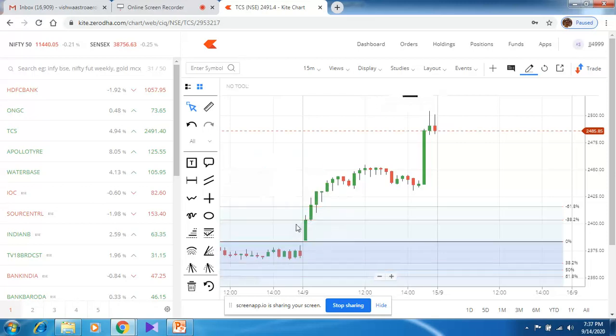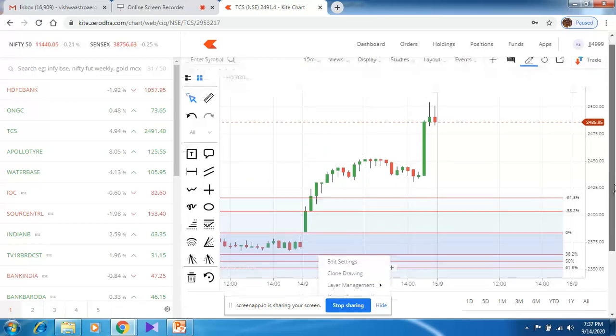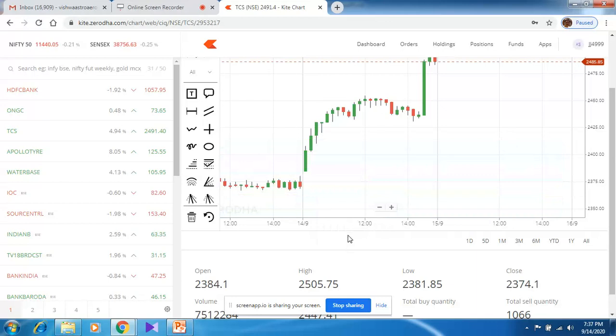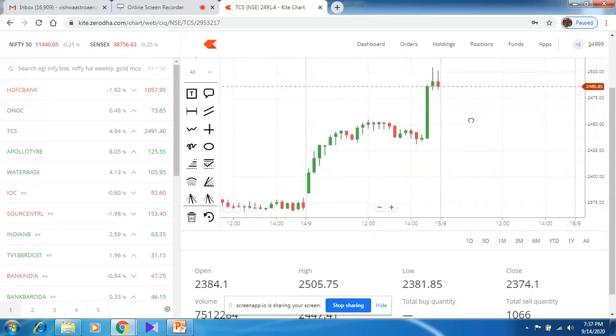So the prediction of this chart is not happening with respect to Fibonacci. We can close this. But again, I will show you how to predict today's chart and tomorrow's chart.